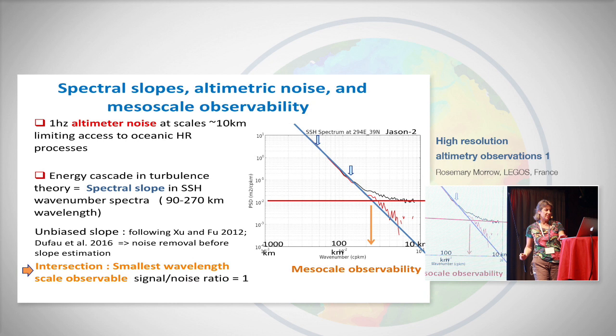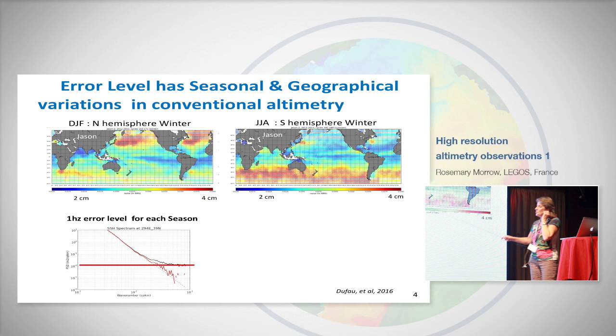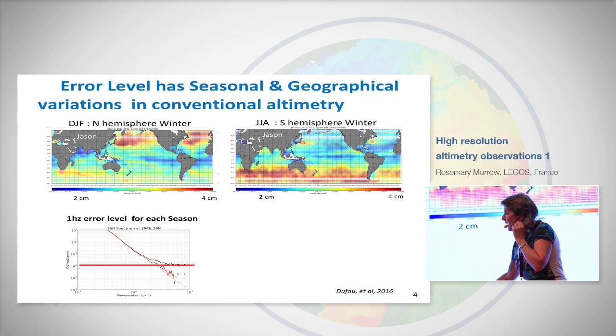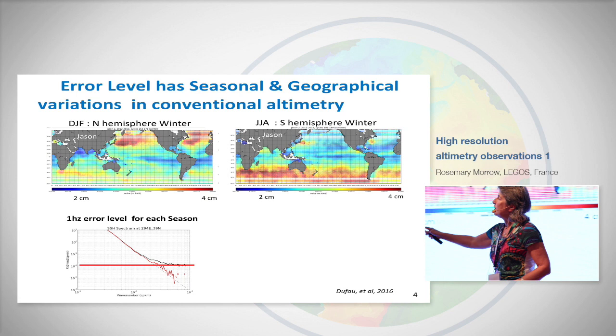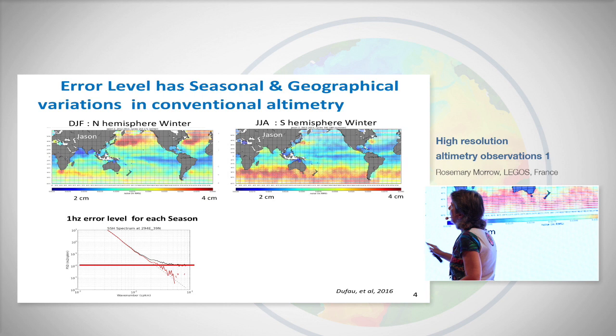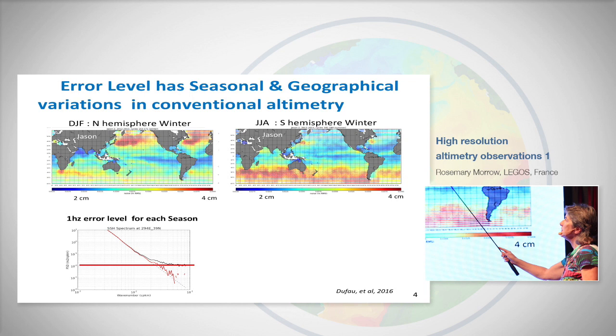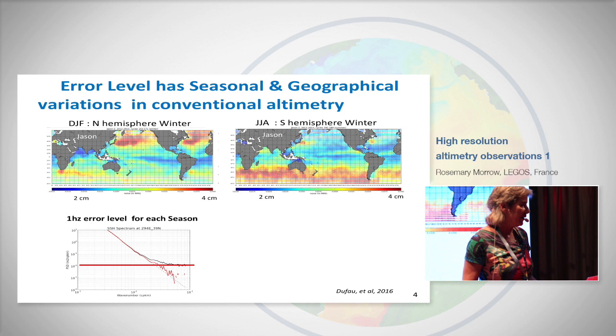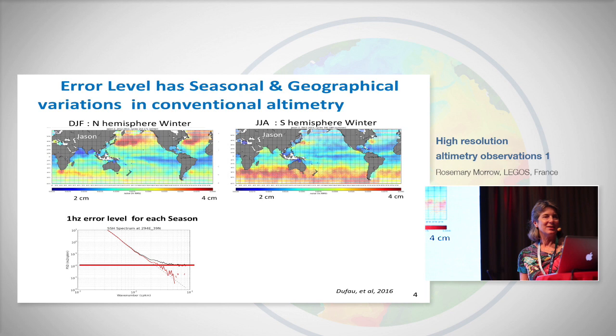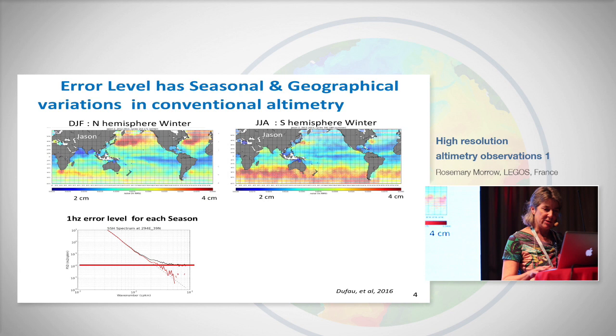So Pierre-Yves showed this, but this is just to explain that if we take this sort of analysis from all of our along-track data and look at how the error level varies, then we can see that in Northern Hemisphere winter, we have much higher error level in our observations in the Northern Hemisphere. And in Southern Hemisphere winter, it's the same thing. We have these very high error levels, which means that we won't be able to observe the ocean structure as well because the error will be blocking more of the small-scale dynamics.